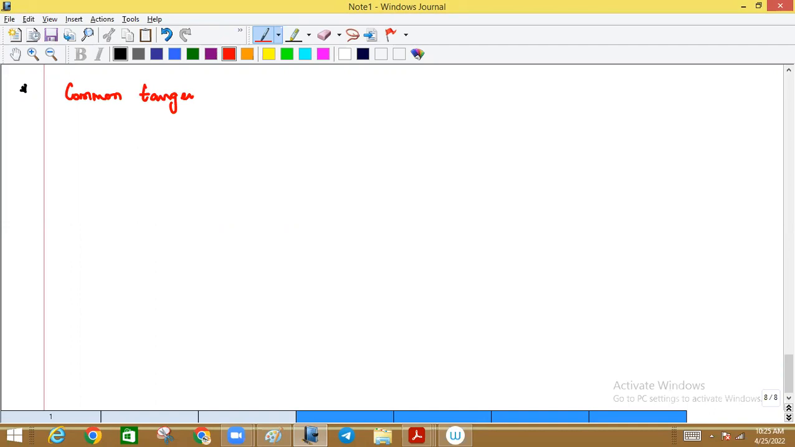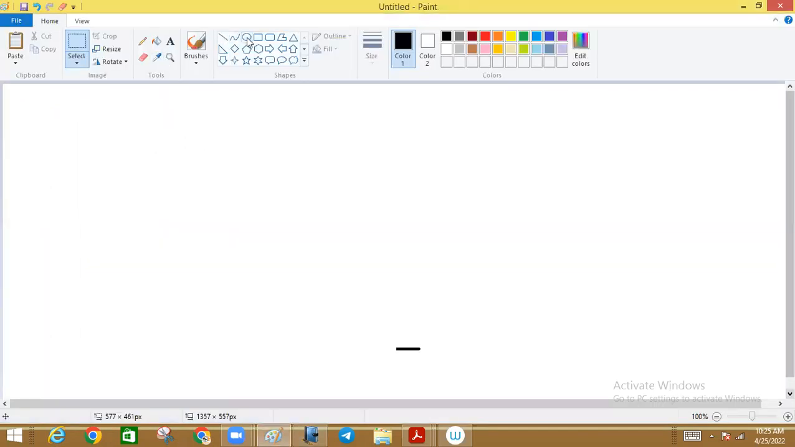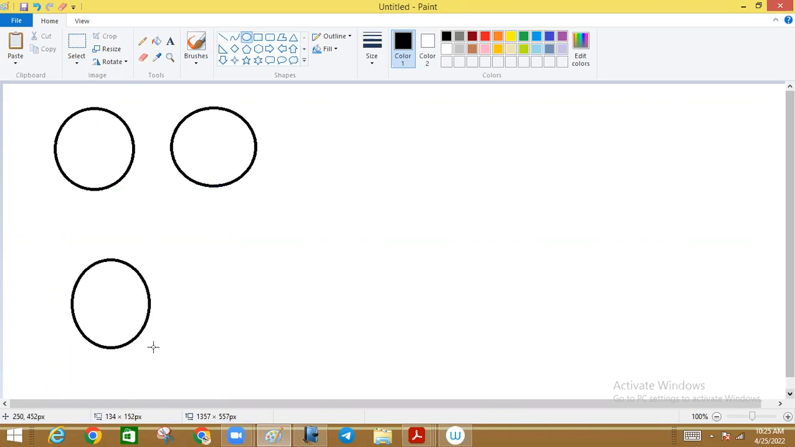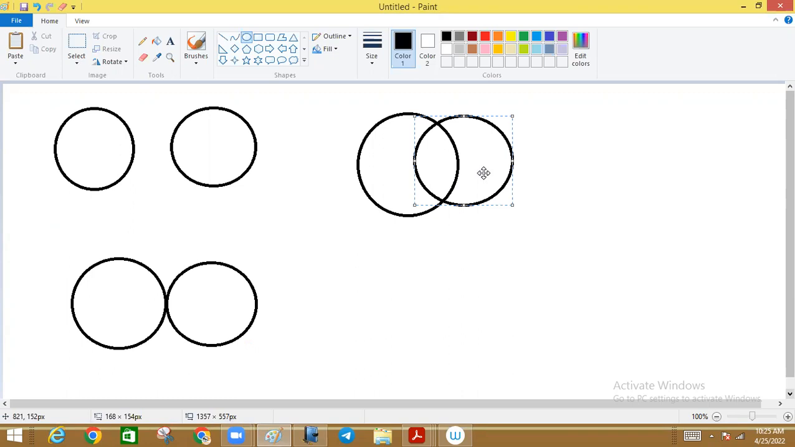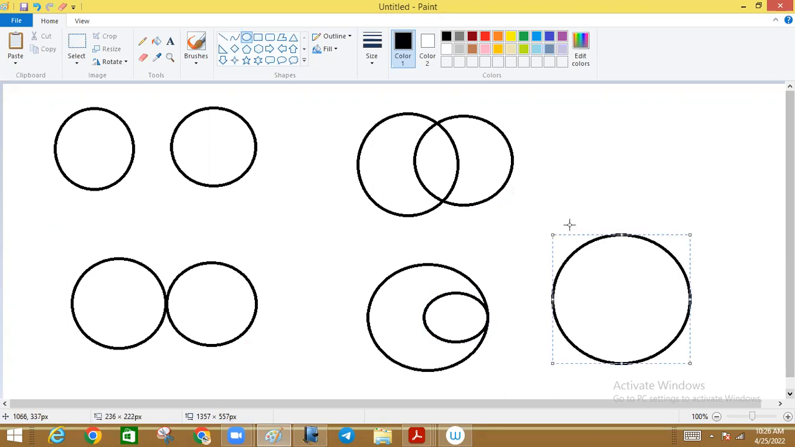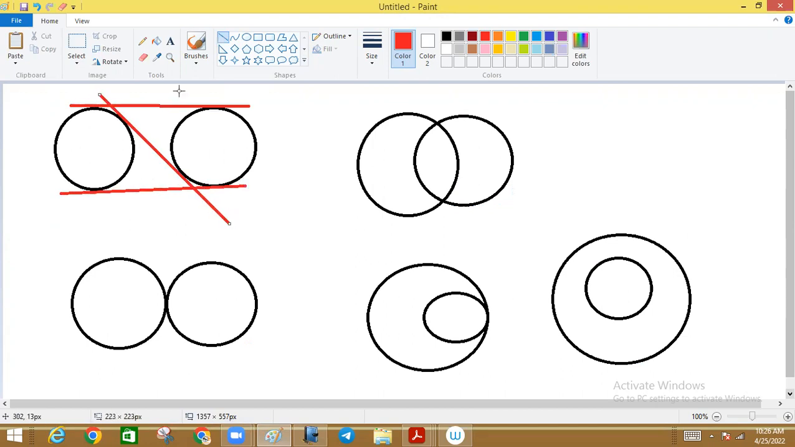Taking common tangents. If two circles are external to each other, when they're touching externally, when they're intersecting, touching internally, one circle is completely inside the other. What are the number of common tangents? Here I can draw how many common tangents? 1, 2, 3, 4.